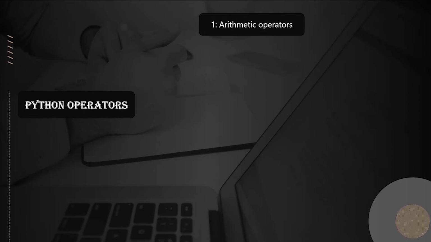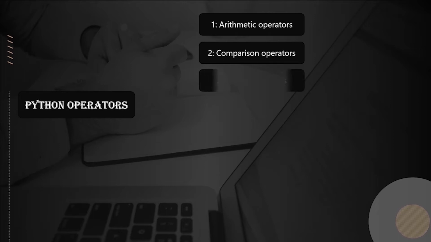First, we have arithmetic operators, and these operators are used to perform mathematical operations like addition, subtraction, multiplication, etc. Next, we have comparison operators, which are used to compare values, and they return either true or false according to the condition. Next, we have logical operators, and logical operators are the and, or, and not operators. We will see how to use them later.